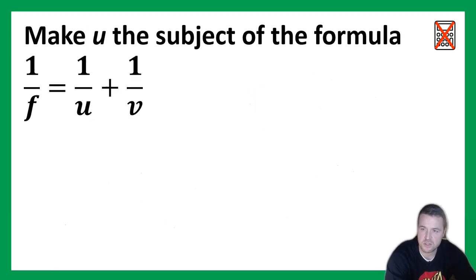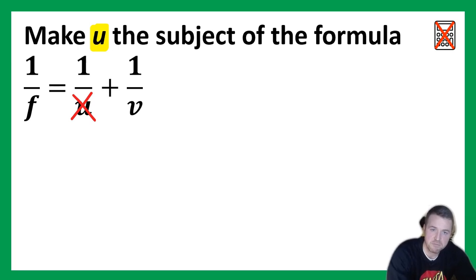On to the advanced question, one of the trickier questions that you're likely to find on this topic. We need to make u the subject of the formula. Since u forms part of the denominator of one of the terms, I'll need to start by multiplying through by u to eliminate the denominator.